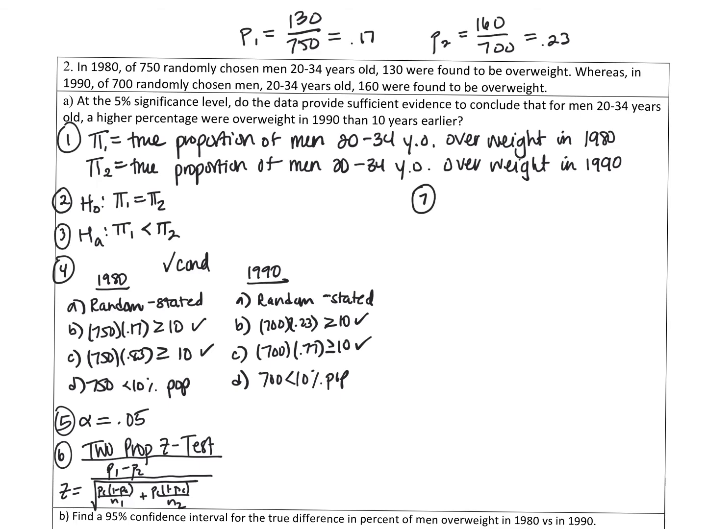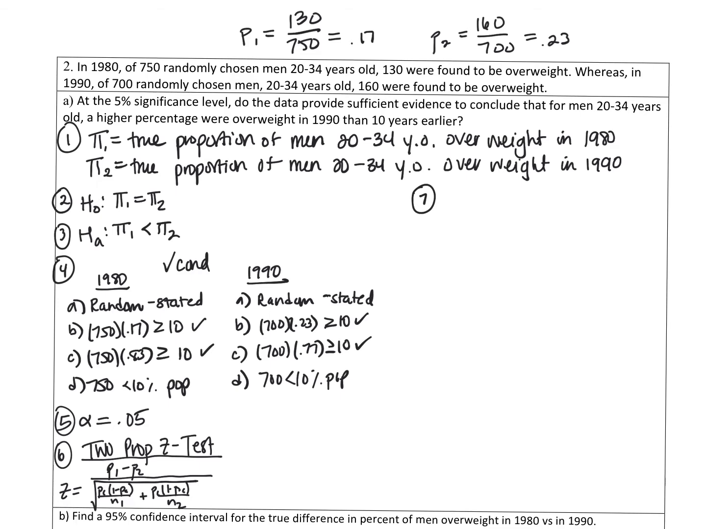Step 7, we're going to hit stat on our calculator, tab over to test, and we're choosing option number 6, 2-prop z-test. X sub 1 is 130, N sub 1 is 750, X sub 2 is 160, and N sub 2 is 700. We're looking at less than. Hit calculate.